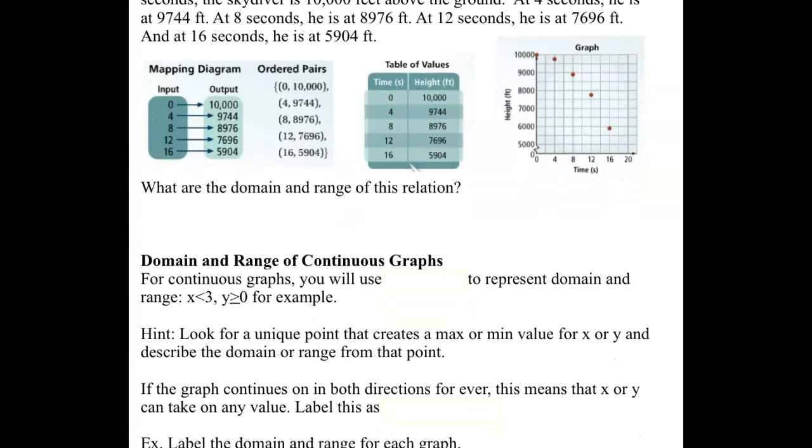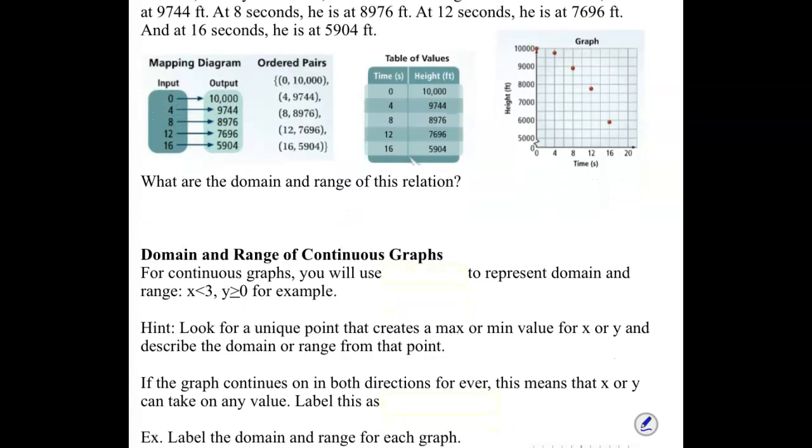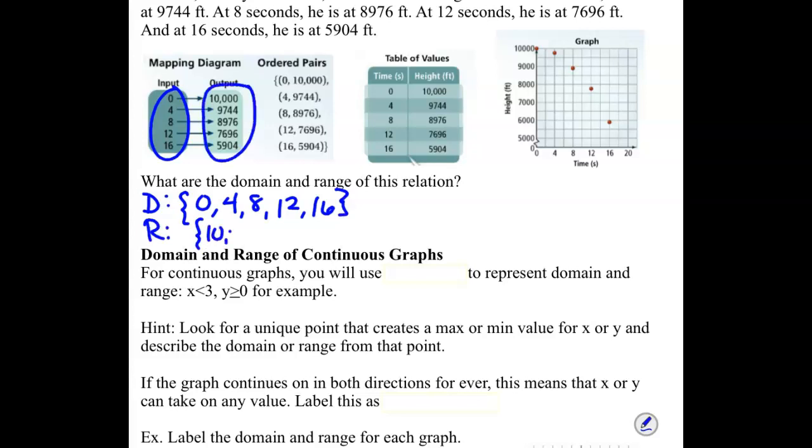So in this case, we have specific points. Our domain would be all of our x values. So we're going to list our x's: 0, 4, 8, 12, and 16. Our range, again, we're listing our y values for this, so we would put our output values: 10,000, 9,744, 8,976, 7,696, and 5,904.